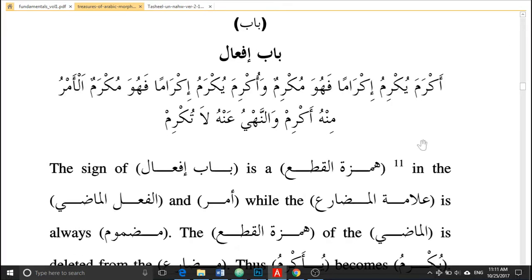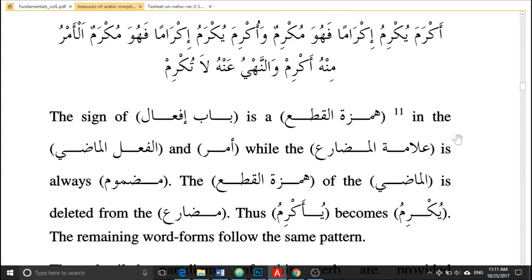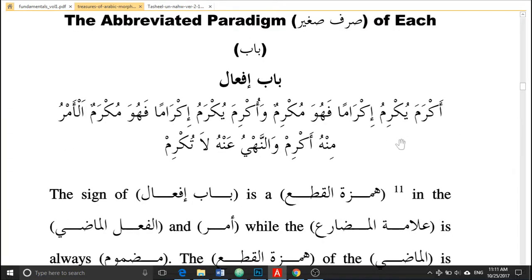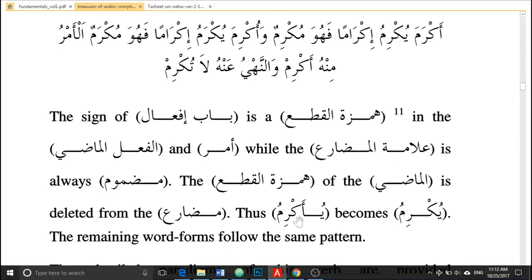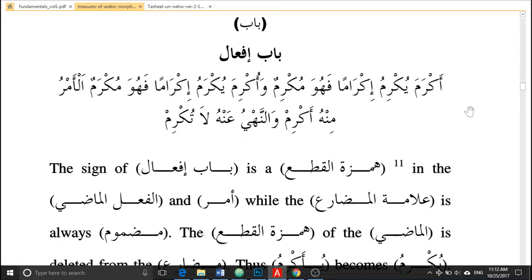Okay, what else do you have to know right now? But how did it become yukrimu? It should be akrama yukrimu. It's because of the hamza, they have taken the hamza and it disappeared, so it became yukrimu to make it easy. And there are some other rules. So right now, just remember akrama yukrimu, to be generous, or this bab is used to make someone else do things.